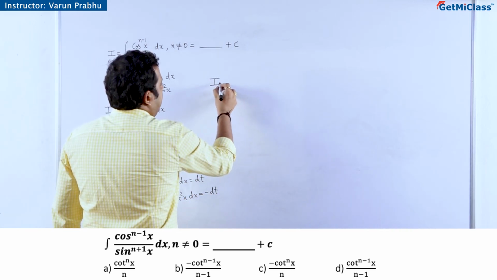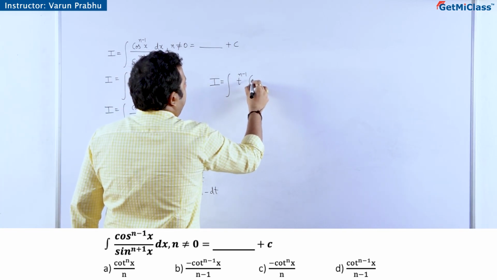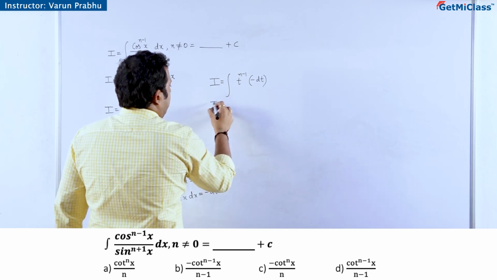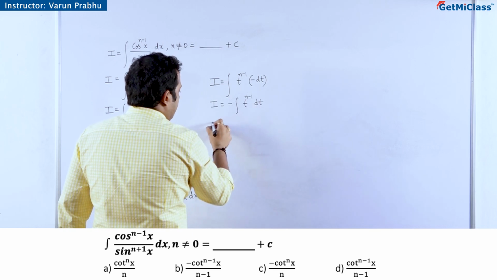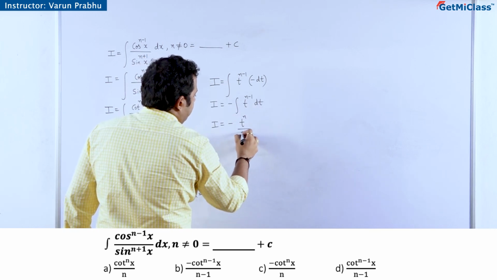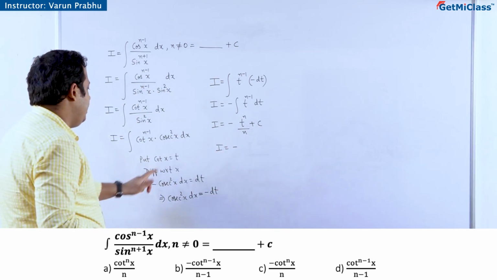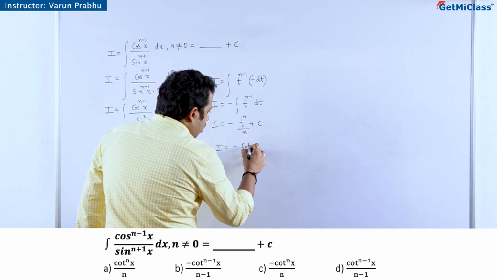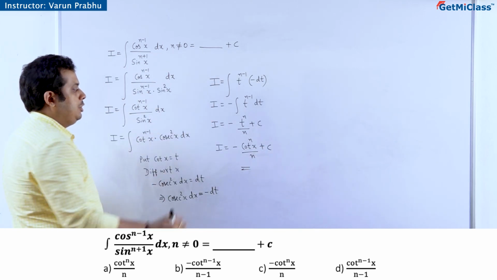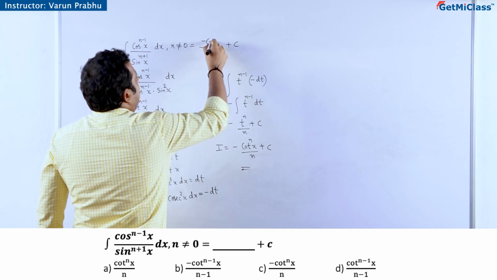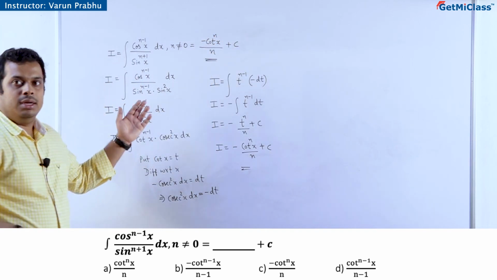So your value for the integral I will be equal to t to the power n minus 1 into minus dt. So I is equal to minus the integral of t to the power n minus 1 times dt. So what is the answer that we get? Minus t to the power n divided by n plus c. What is the value of t? Cot. So cot to the power n x divided by n plus c will be the answer to the question. So the answer that I have to write is minus cot to the power n x divided by n plus c.